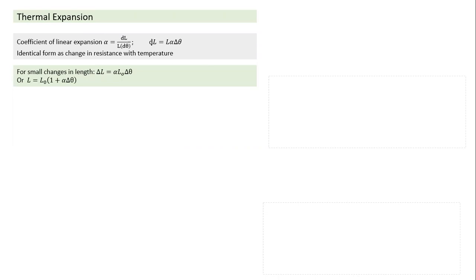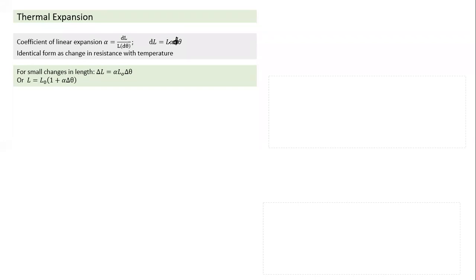When we write this in the form of dL, for small changes, delta L can be written as alpha L naught delta theta. To write delta L, first of all, alpha has to remain constant. Alpha is the property of the material, so assume that alpha is constant. And you notice this should actually have been written as d theta, the small d theta here, which will not have an effect. To use delta, even this L also has to be constant.